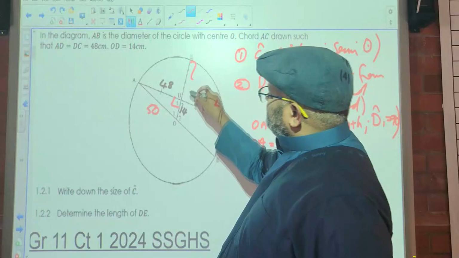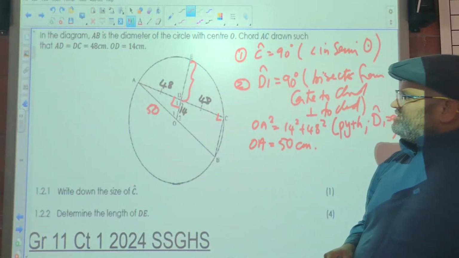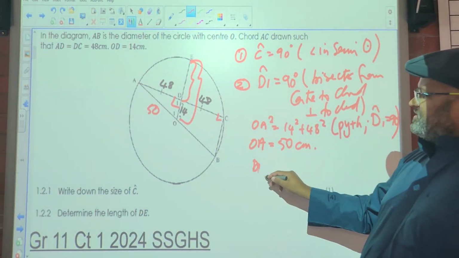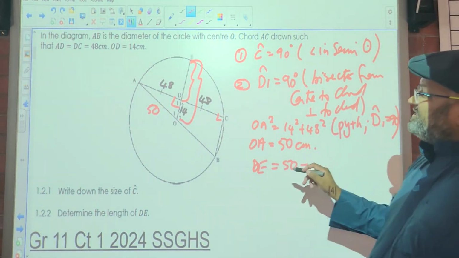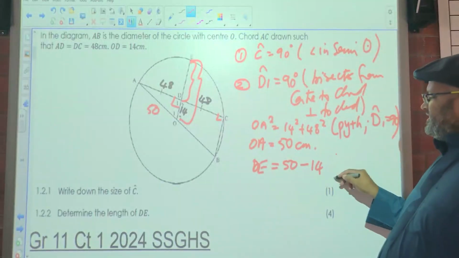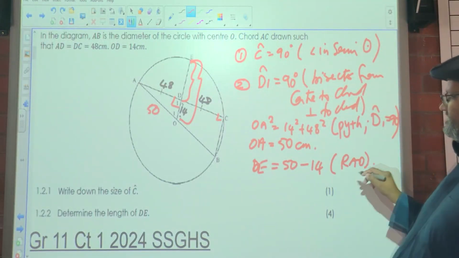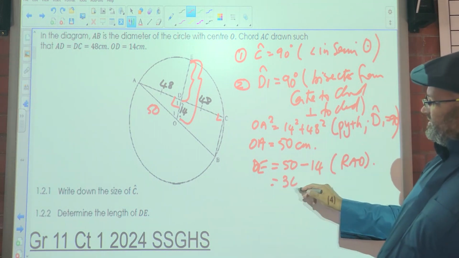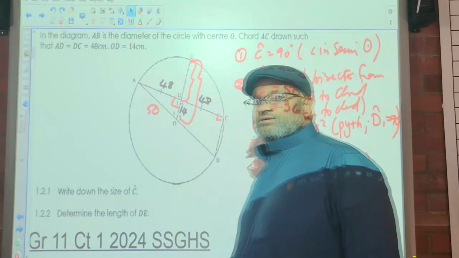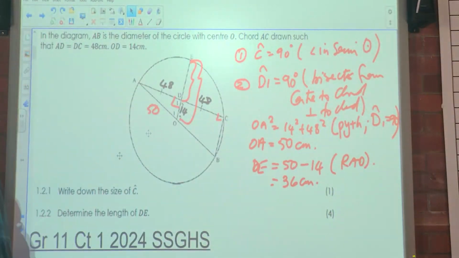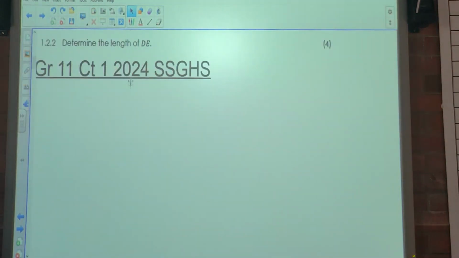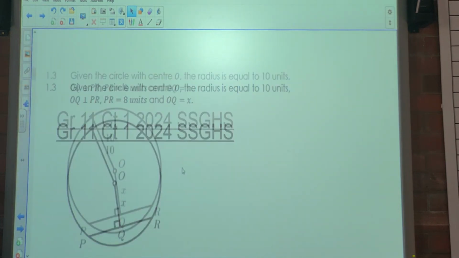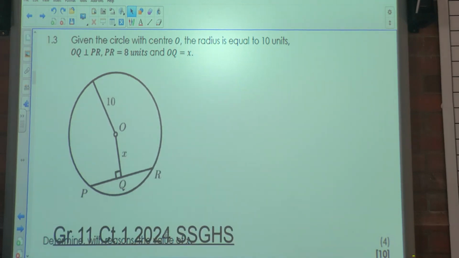But remember, they wanted DE. But I know that OE is also 50. So DE is going to be 50 minus 14. And what's my reason here? Radius. So that's going to give you an answer of 36 centimeters. Okay. Any confusion so far? No? Please stop me if we come to a point where I haven't taught you that particular question.